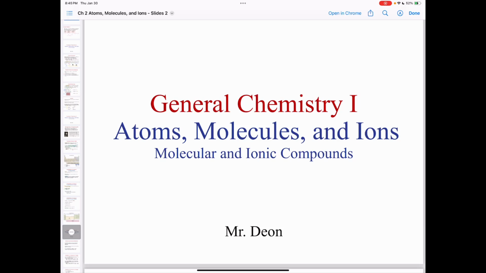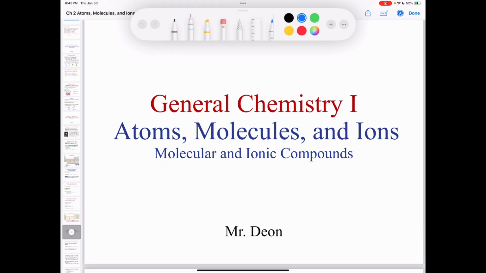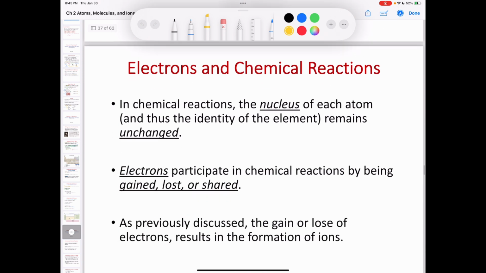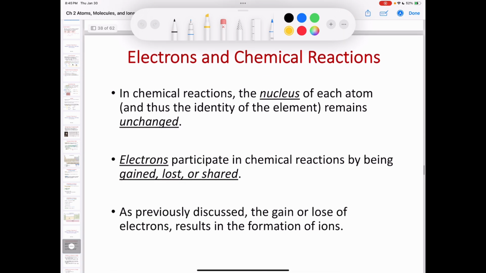All right, let's talk a little bit about molecular and ionic compounds. You should know by now that in chemical reactions, the nucleus, which contains the protons and neutrons, remains unchanged, and thus the identity of the element remains unchanged. If you do a chemical reaction with carbon, it's still going to be carbon when it comes out. If you do a chemical reaction with oxygen, it's still going to be oxygen. It's not going to get transformed into another element.